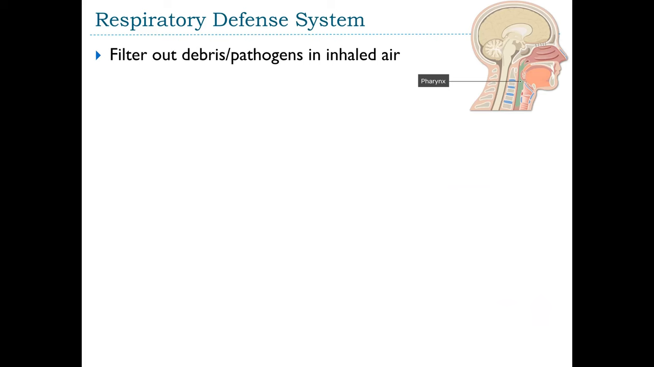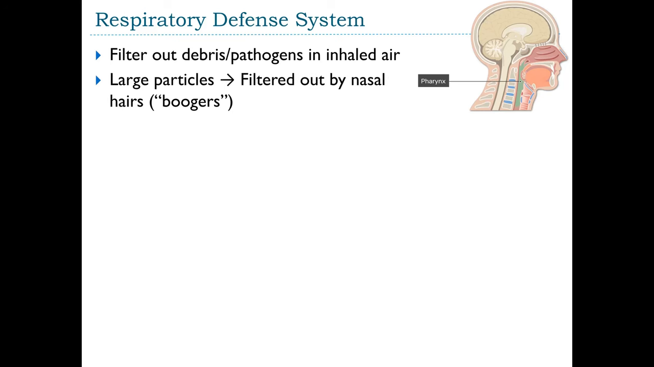So we do have a respiratory defense system whose job is to filter out any debris or pathogens in the air that we inhale or breathe in. So very large particles are filtered out by the nasal hairs in our nasal cavities. And when they do filter out these large particles, they're usually stuck in mucus within our nasal cavity. And this is what actually forms boogers in your nose. And this is weird. No one has ever come up with an anatomical official term for booger.